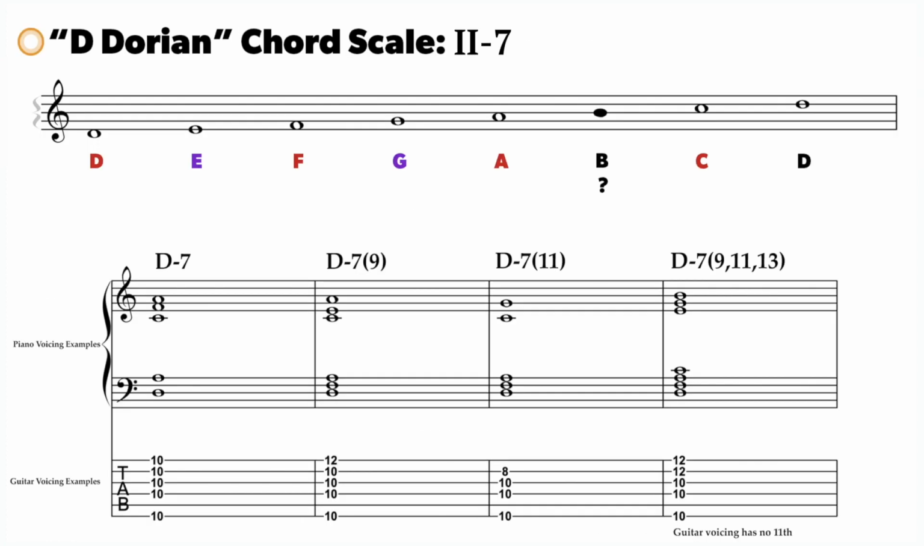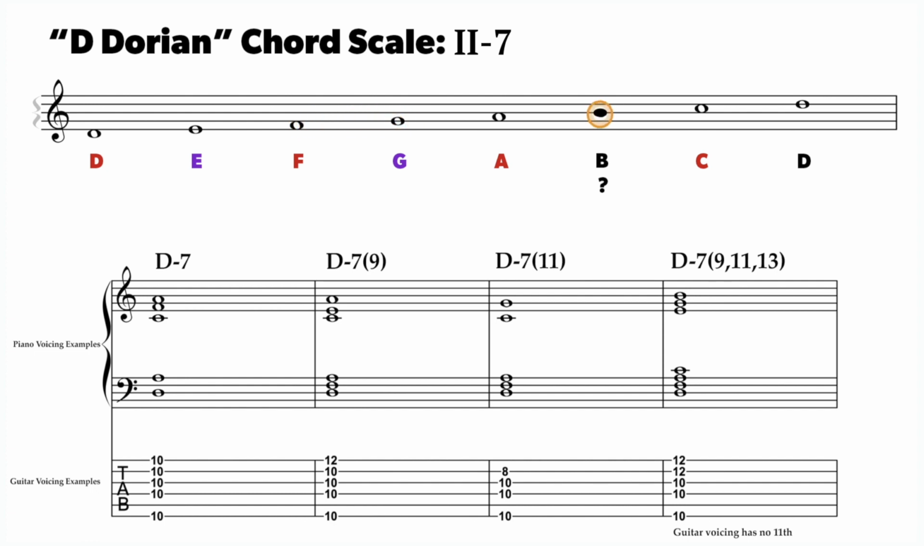Now, if we look at the D Dorian chord scale, which you would use for a 2 chord, D, F, A, and C make up the chord tones of a D minor 7th chord. The E is a whole step above a chord tone, so that is an available tension. And the G is also a whole step above a chord tone and is available as a tension.